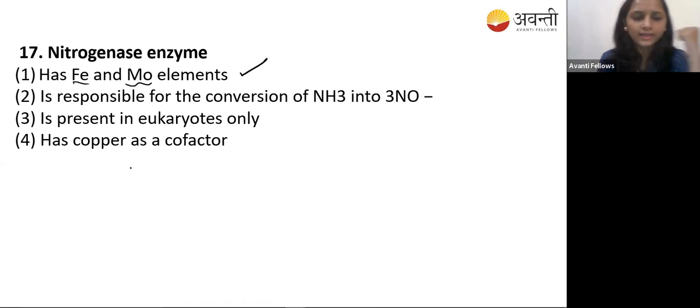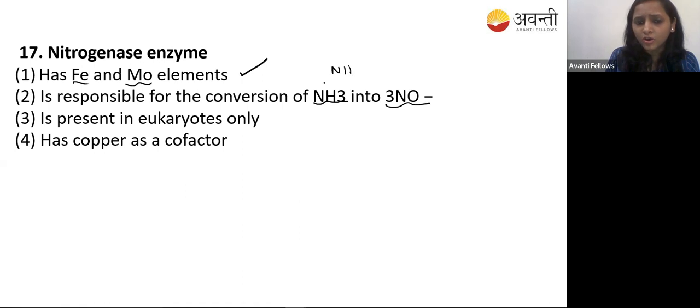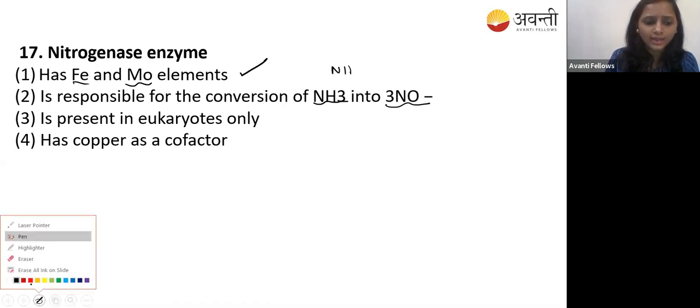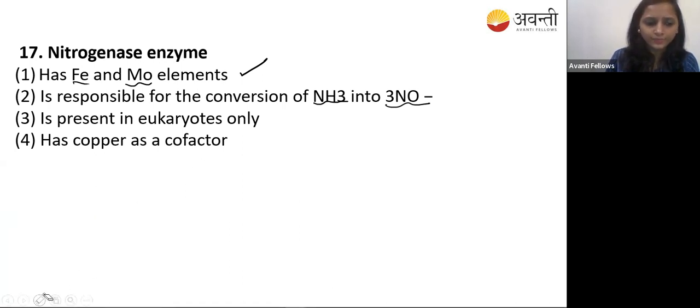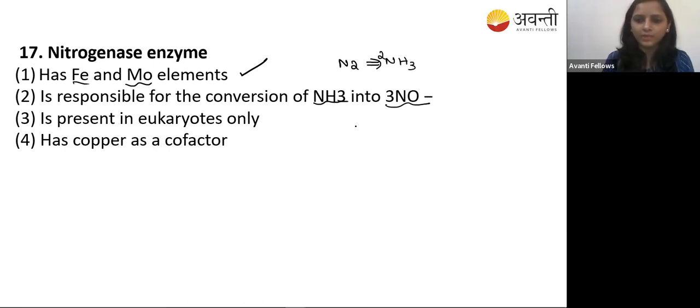And option 2, they are telling that it is responsible for conversion of NH3 to NO. No, it is responsible for conversion of N2, that is dinitrogen, to NH3. So it will give N2 to 2NH3. Okay. So that is the reason. No, it is not related to the conversion of NH3 to NO. So that statement is wrong.